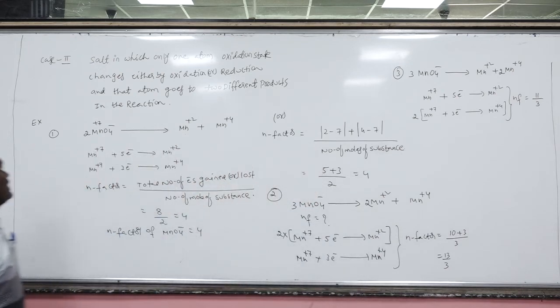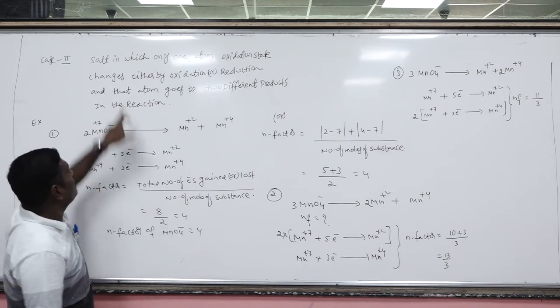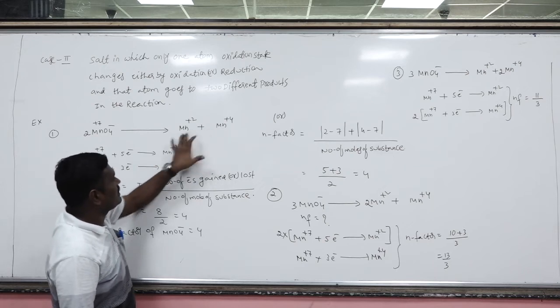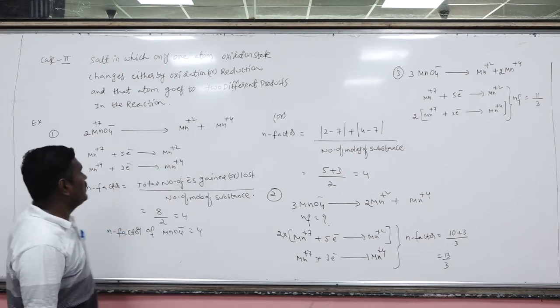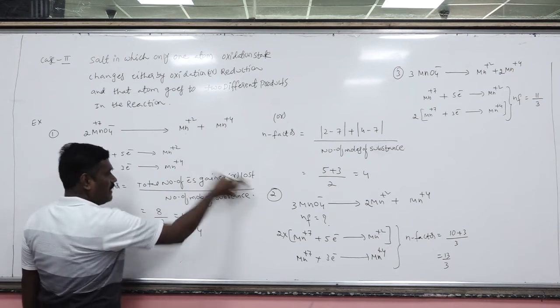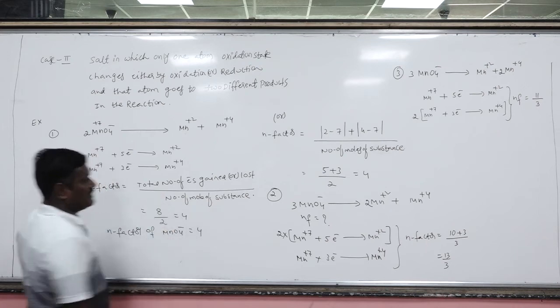In this case 2, once again, only one atom's oxidation number changes either by oxidation or reduction, but the species will be going into 2 different products. In that case, what we have to do? Total number of electrons lost or gained divided by number of moles of the substance. Okay.